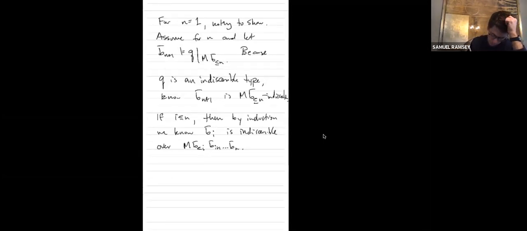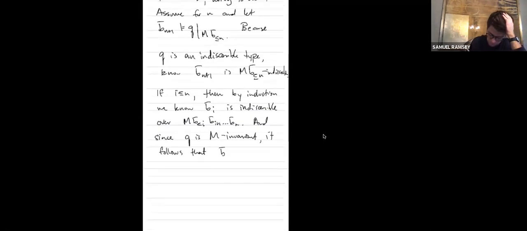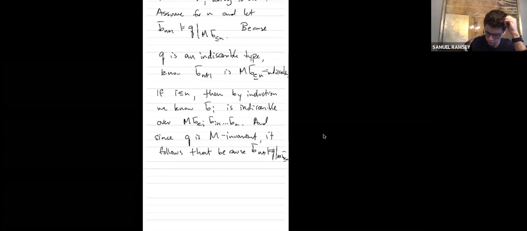Okay. And since q is invariant, m invariant, it follows that because b bar n plus 1 realizes q over all this stuff, b bar I is additionally indiscernible over the whole thing, m, b bar less than I, b bar I plus 1 all the way up through b bar n plus 1.